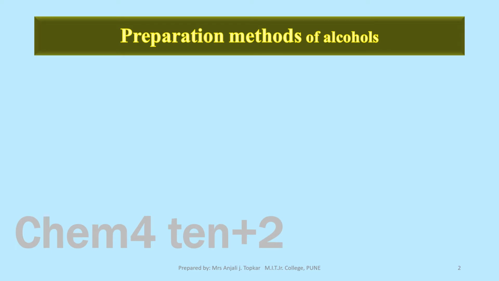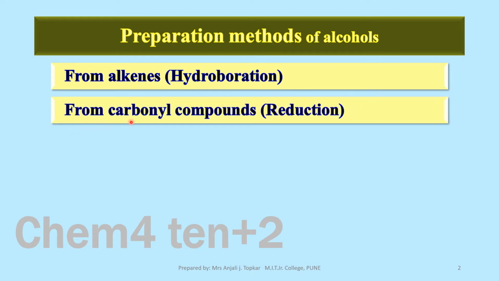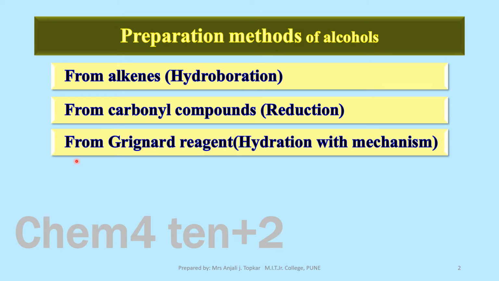Today we are going to understand the preparation methods of alcohols. The methods which we are going to see are, first, from alkenes, which is by hydroboration. Second, from carbonyl compounds by reduction. And third one, from Grignard reagent, that is hydration with mechanism, which we are going to see today. So let's begin with hydroboration of alkenes.